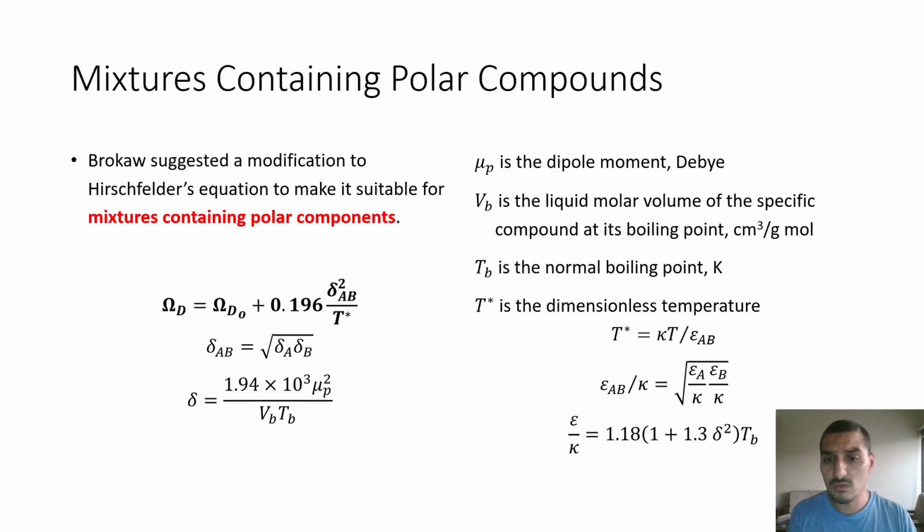This is what we will notice here, that the equation is getting more and more complicated. In this case, we are using the same Hirschfelder's equation, but Brokaw, this person, suggested some tweaks to the equation so that it can be suitable for non-polar or polar components. And these tweaks are related to the calculation of omega D, the calculation of epsilon over k, and the calculation of sigma.